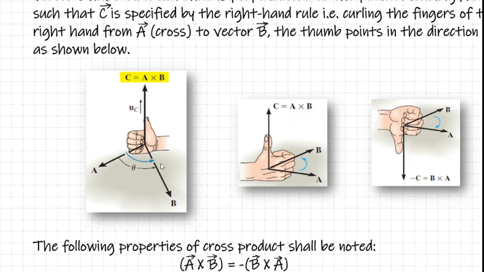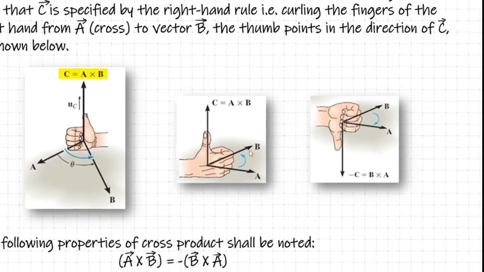Now the question is whether vector C is directed upward or downward, and this will be determined by the right hand rule. We are talking about A cross B, so we have to move in the anti-clockwise direction from A to B as marked here. We curl the fingers of our right hand in the anti-clockwise direction and find that the thumb points upward, which indicates that in this case vector C is directed upward, perpendicular to the plane containing A and B, and it passes through the tail point of vectors A and B. So this is how we fix the direction of vector C.